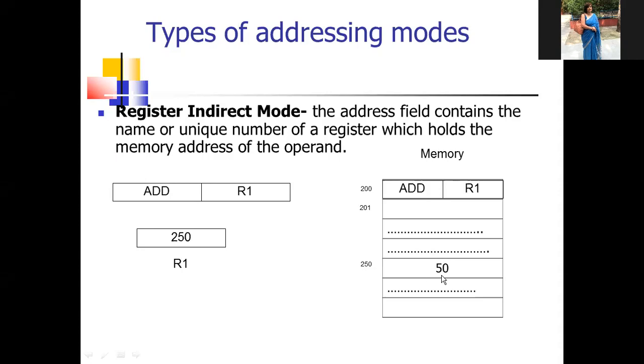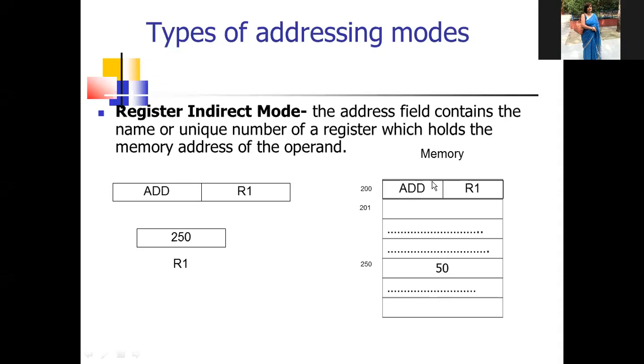So ultimately, which data will be brought from the memory? This 50 will be brought. How will it be brought? First the control will go to the instruction register. It will go to the address part. Here it will find the name of the register. The control will go to that specific register. Then it will pick up the value 250. This 250 is nothing but the address of some memory location, and ultimately from this 250th location, this value 50 will be brought, and this add instruction will be operated upon this 50 and another operand stored in the accumulator register. So this way this instruction will be performed as per this addressing mode.